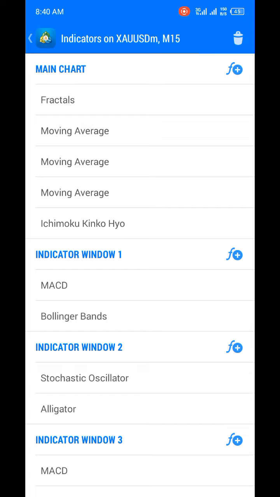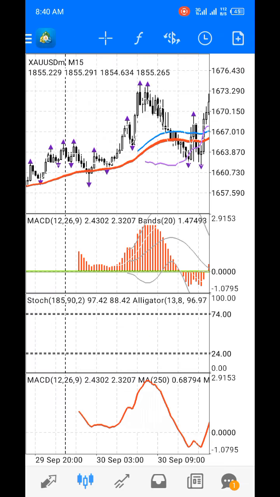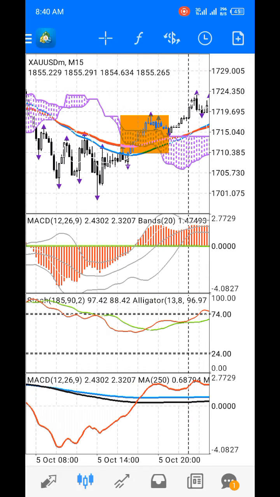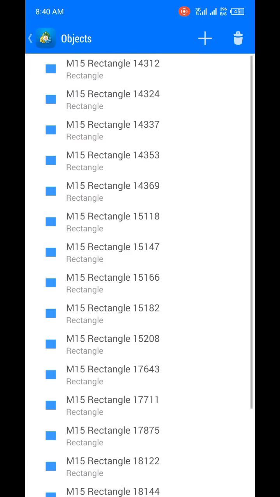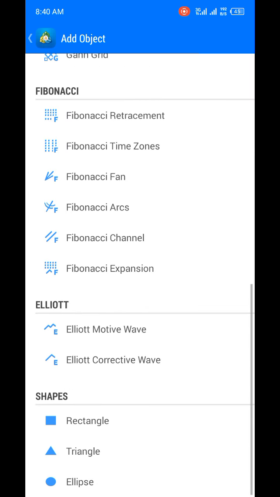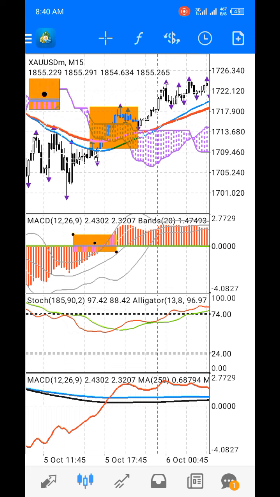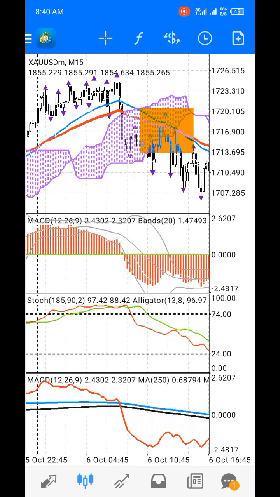So that's that for the indicators on the main chart. Now for indicator window one, these are the MACD lines. If they form above the 0 level, it's a time to buy, and also the Bollinger Band upper line. When the upper Bollinger crosses just about the time the MACD forms above the 0 level, that's a good time to buy.